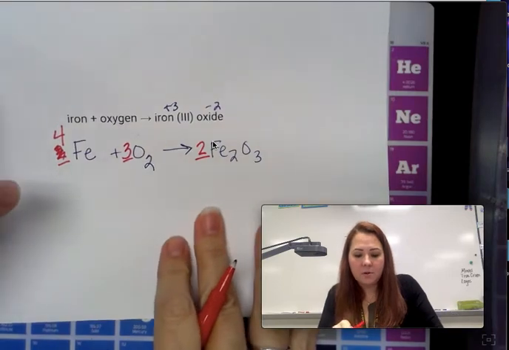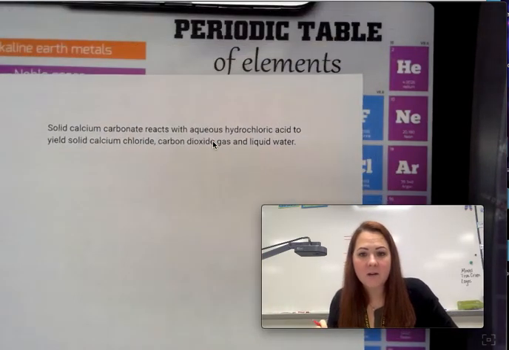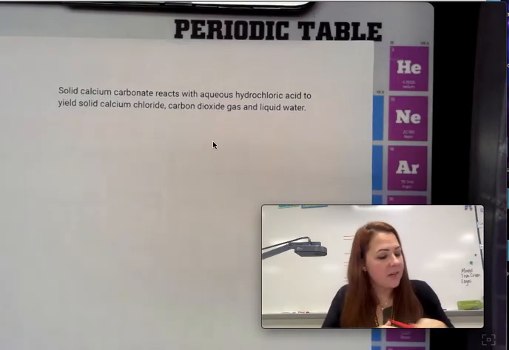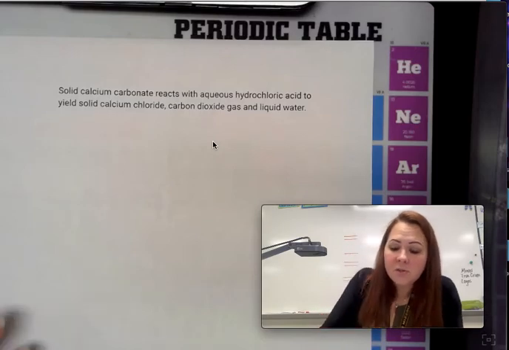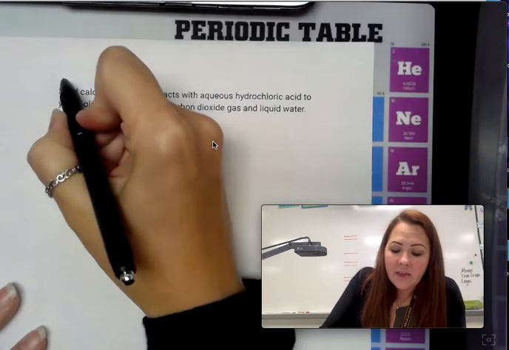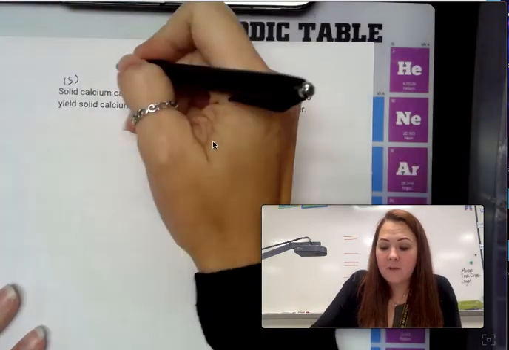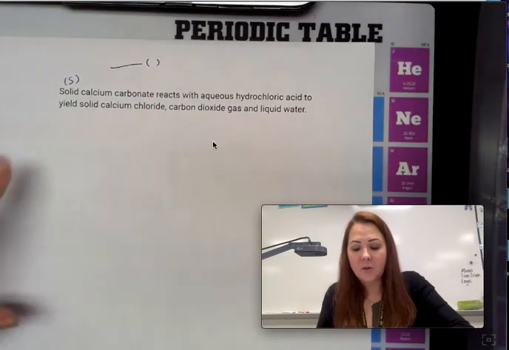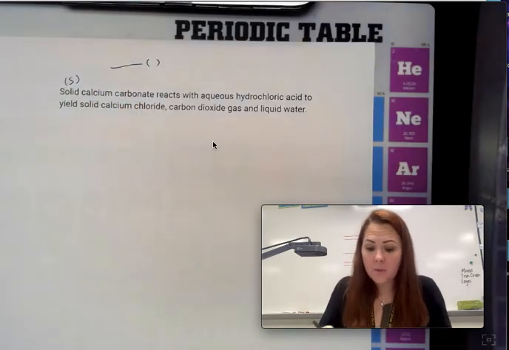The next one, in our last example on these, they have states of matter. You're going to see states of matter occasionally. If it gives you the state of matter, you have to write it in your formula. So here this says solid calcium carbonate. Now when you write it, you're going to have your formula first, and then you're going to have your state of matter after. So this is actually going to go after my calcium carbonate, but it's written before when it's written in the word form.